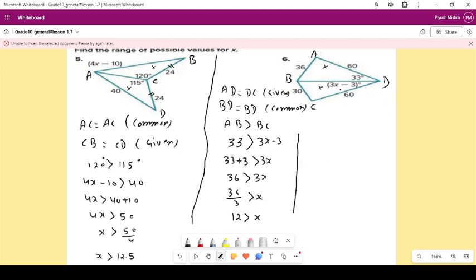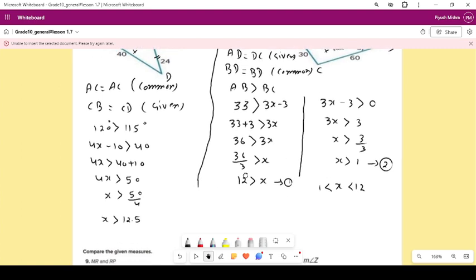Now I know in this triangle, because it is a triangle, no angle can be 0. So it means 3x minus 3 must be greater than 0. Further solve it. 3x is greater than 3, so x is greater than 3 by 3, or x is greater than 1. So if I take this one as 1 and this one as 2, I am going to combine them. It means x is greater than 1 and less than 12. So like this you will be solving this question.